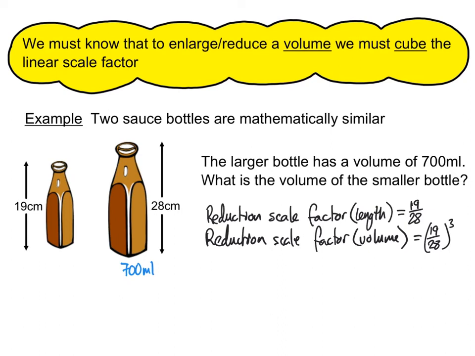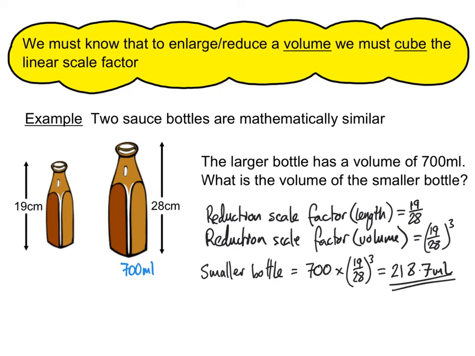What I can then do is just state the smaller bottle is equal to 700 mils, which is the volume of the larger bottle up here, and 700 mils multiplied by the reduction scale factor for volume, so 19 over 28 all cubed. And that's going to go into my calculator exactly as I see there. So that's going to come to 218.7 millilitres. And that's basically it.